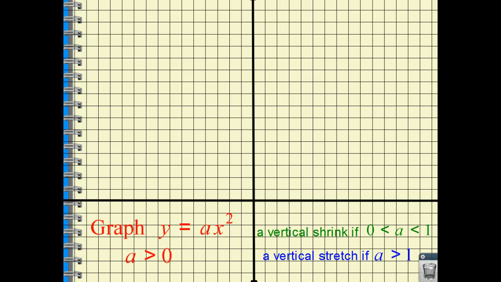Since we're comparing to the parent, why don't I quickly try to get that parabola up there that is known as y equals x squared. All right, so what did we have? We had 0, 0, we had 1, 1, we had 2, 4, we had 3, 9, and then we had 4, 16.